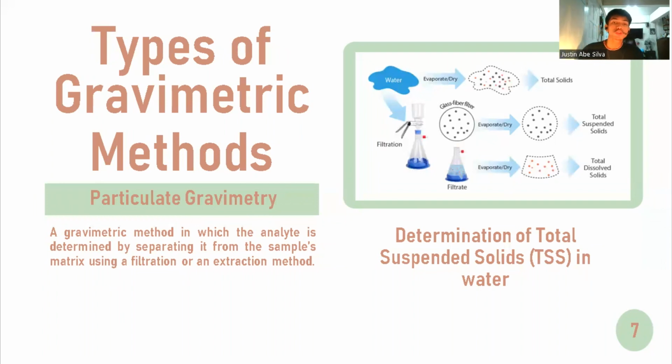So this is very crucial if we want to monitor the safety of our aquatic ecosystems, as well as if we want to test its safety for drinking water. So particulate gravimetry is often utilized here.